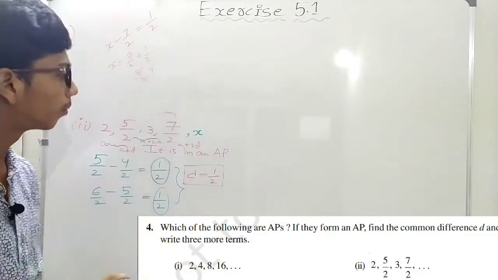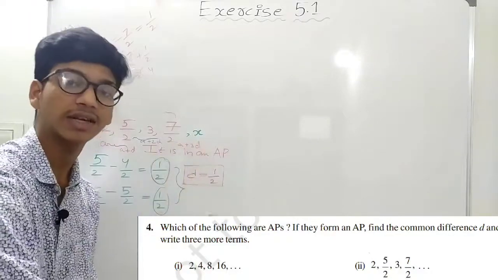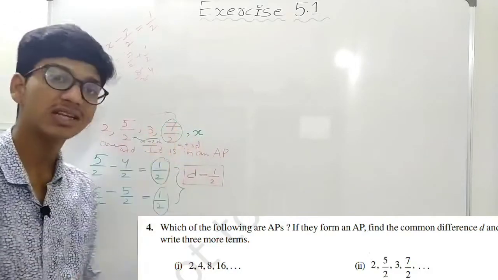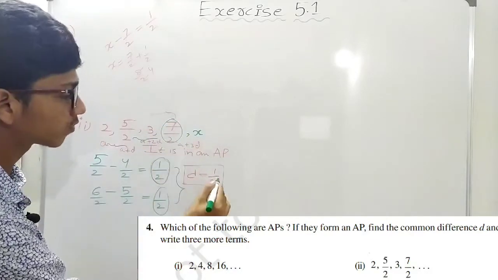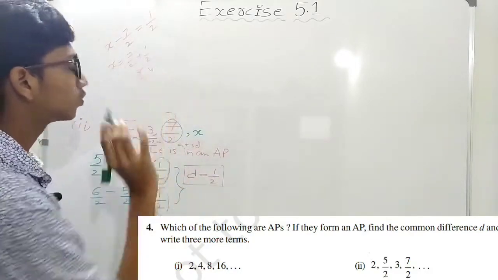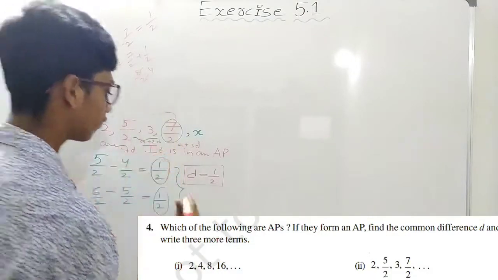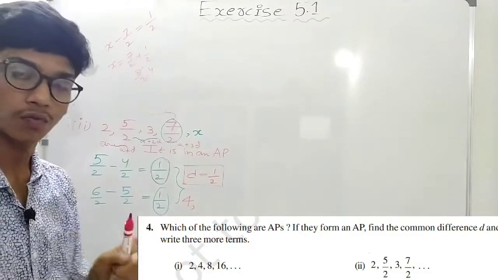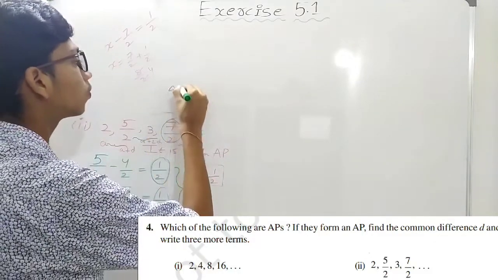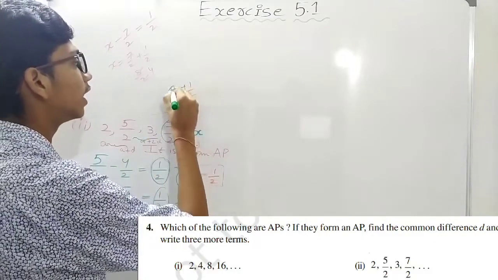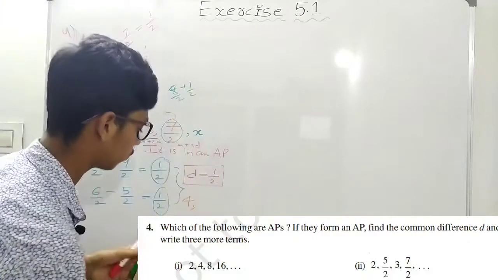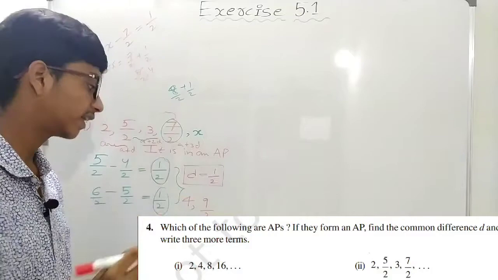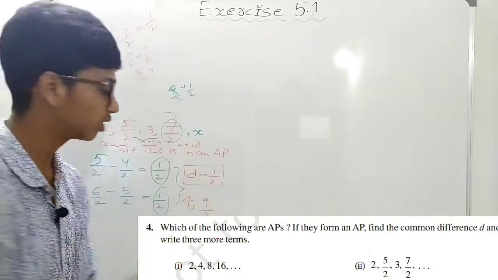Just one thing to remember: if we are asked for the next term, just add the common difference to the last term, and you will get the next term. 7 by 2 plus 1 by 2 is 8 by 2, that is 4. And 4 plus 1 by 2 is 9 by 2. And next, 9 by 2 plus 1 by 2 is 5.